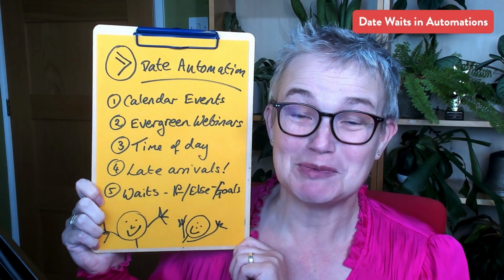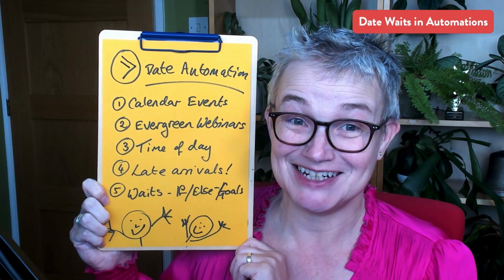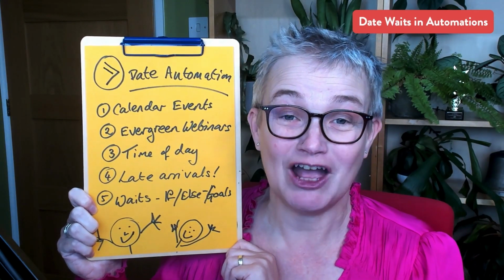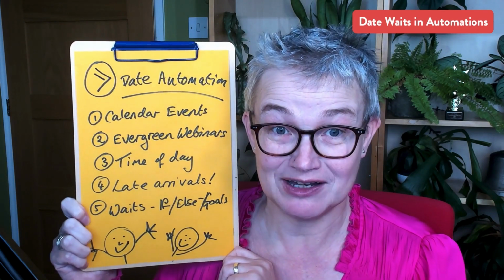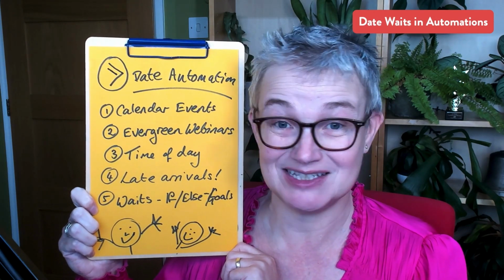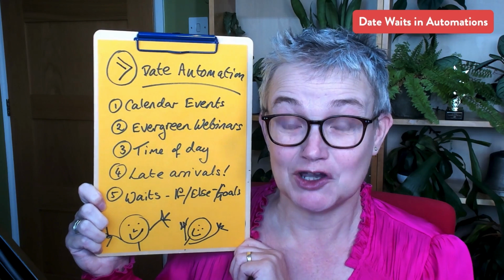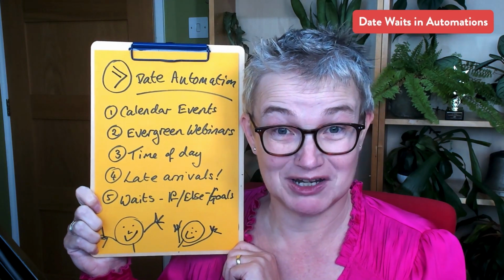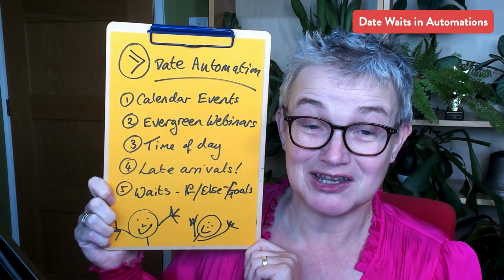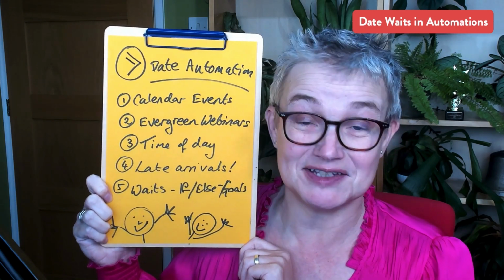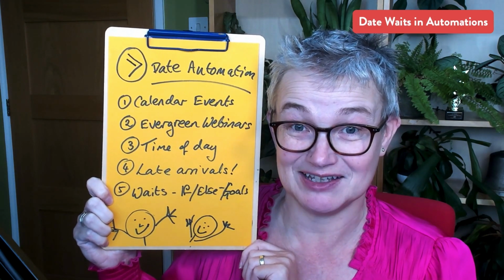In this video, I'm going to talk about dates automation features that have landed into ActiveCampaign, and they're going to really help you with automating scheduled events that you have on the calendar, as well as evergreen webinars or appointments where the date is different for everyone, how to control the time of day, how to decide what happens if someone arrives late into an automation, and also some of the more complex stuff we can do where you get really sophisticated using paths and jumping around automations to get things really good.